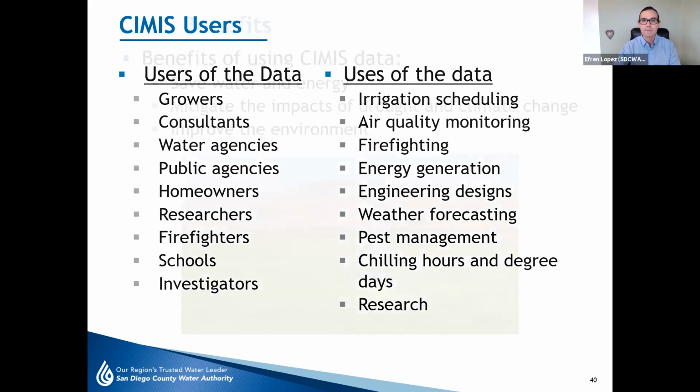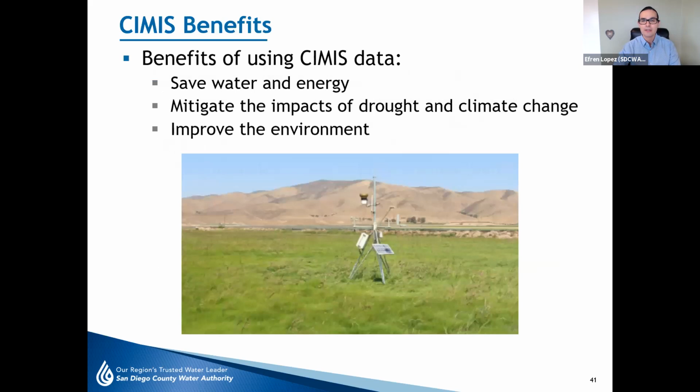Next slide, please. As I said earlier, the benefits of using the CIMIS data are that it helps to save water and energy. It does help mitigate impacts of drought and climate change. And ultimately, it helps improve the environment if you use it correctly.